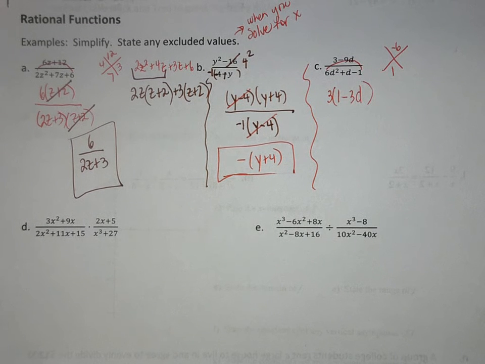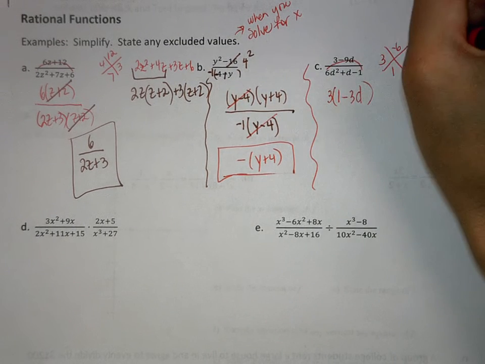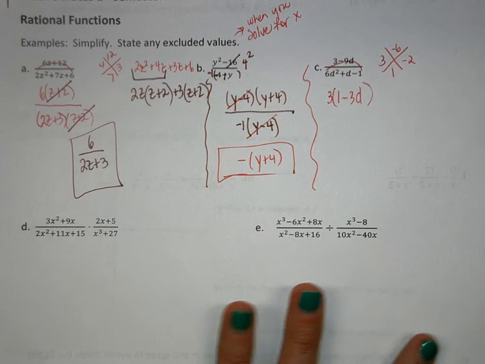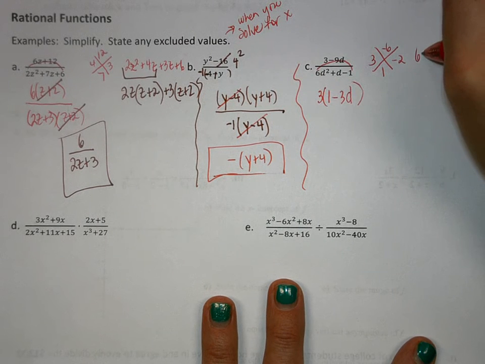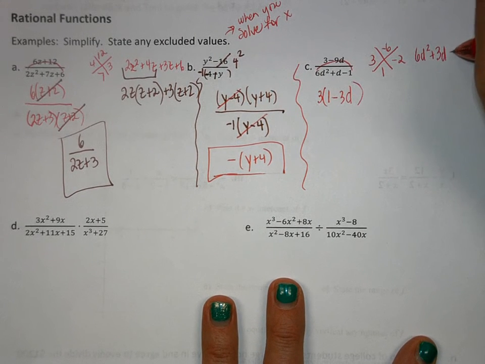So what numbers will multiply to be negative 6 and add to be a positive 1? Positive 3 and negative 2. Very good. 3 and negative 2. So we're going to go ahead and write this to the side. So I have 6d squared plus 3d minus 2d minus 1.